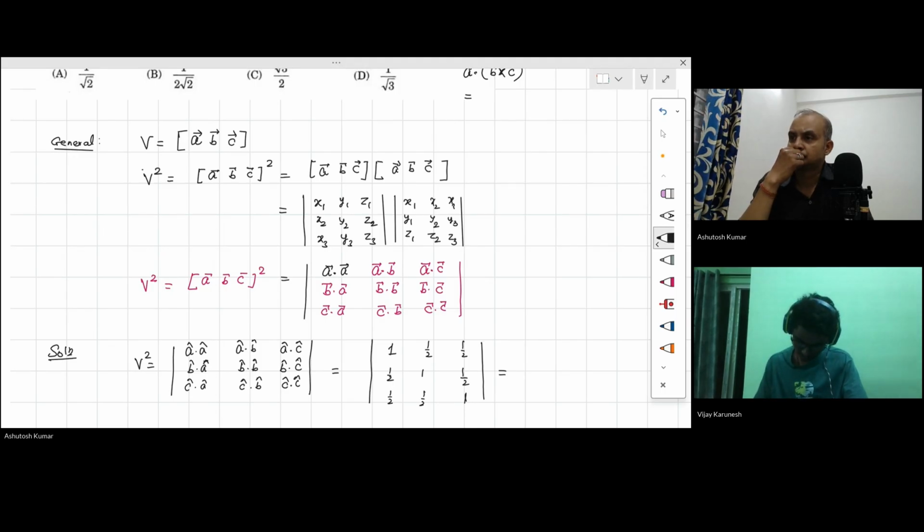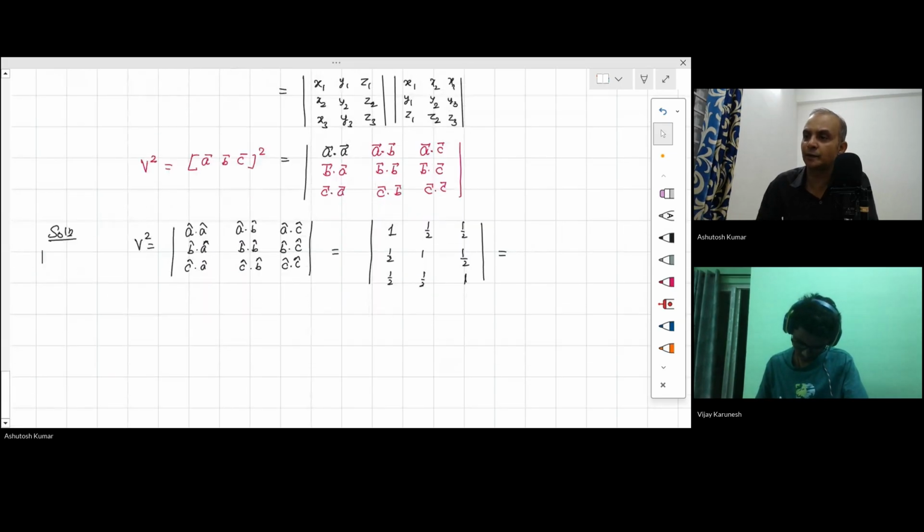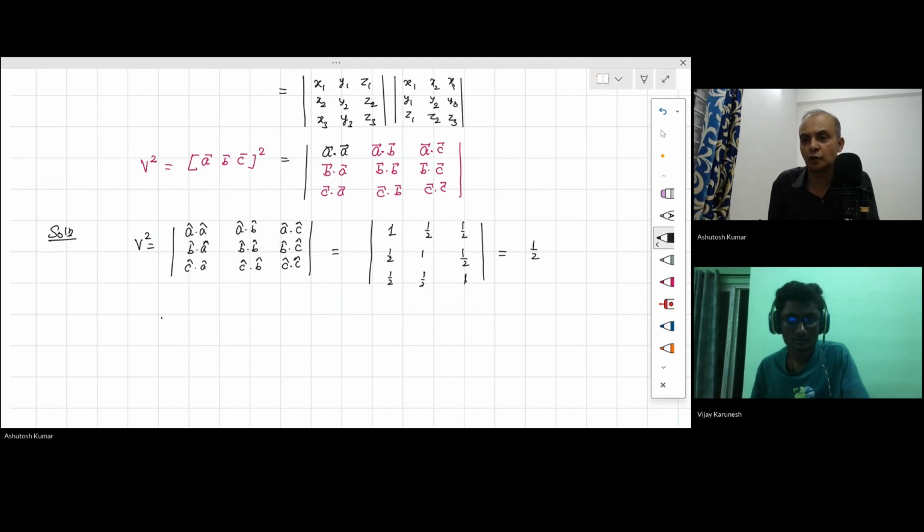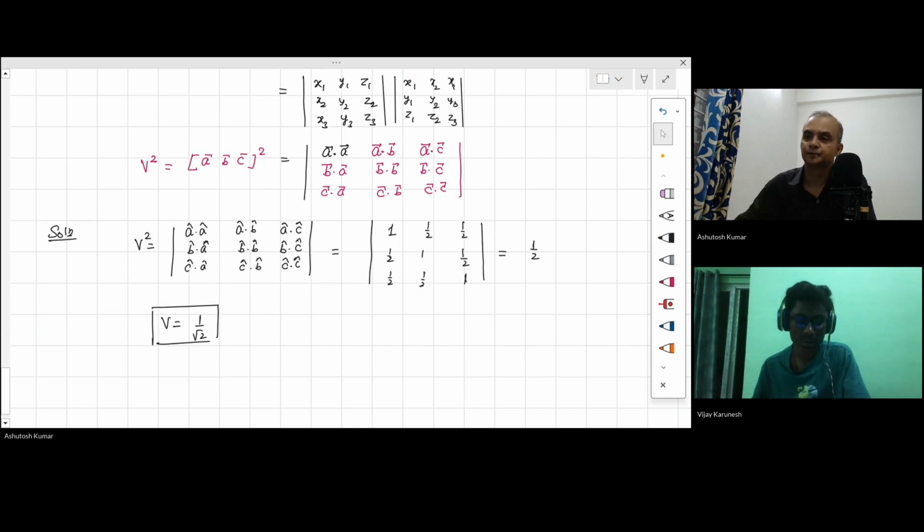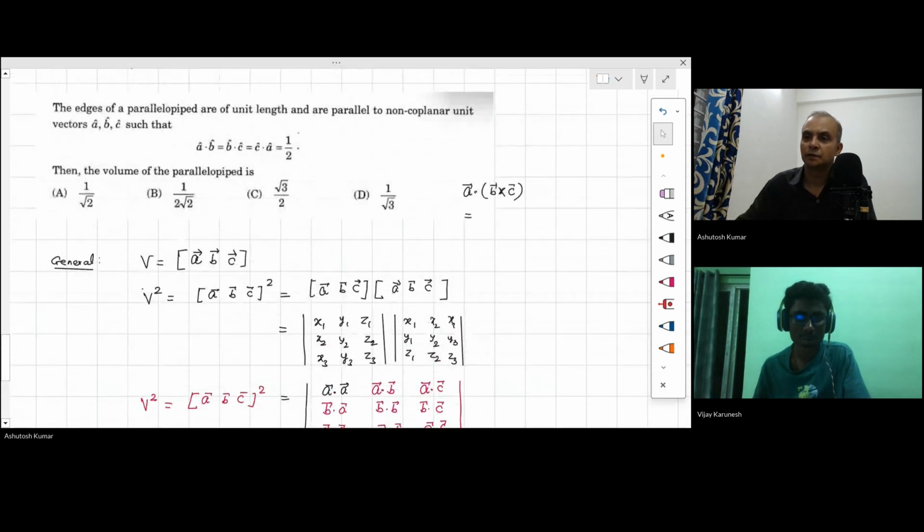I got 1/2, sir. You got this determinant, you got 1 by 2. Yes, sir. And so the volume you got 1/2. 1 by root 2 is the correct answer. Okay. So we got this as a correct answer.